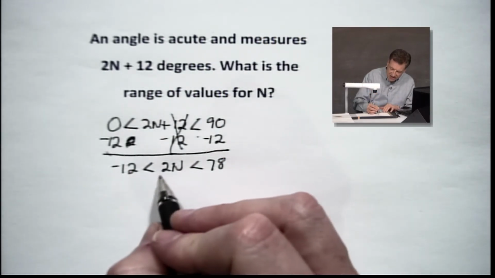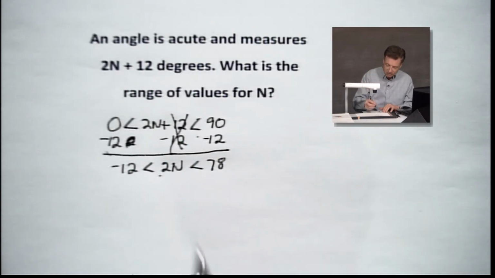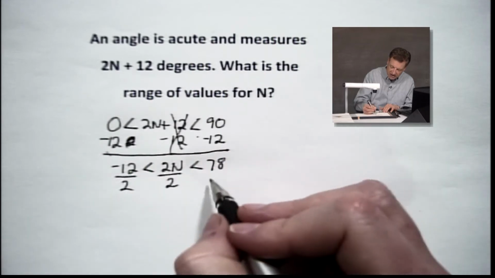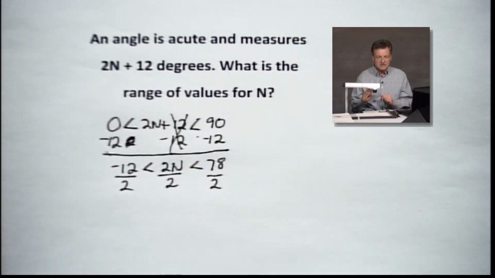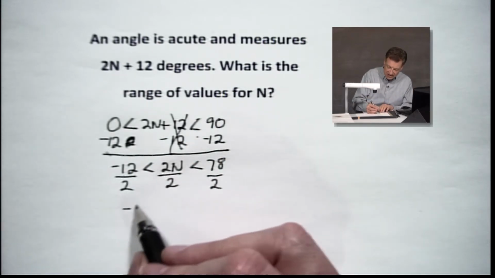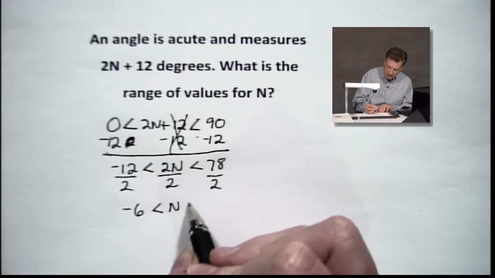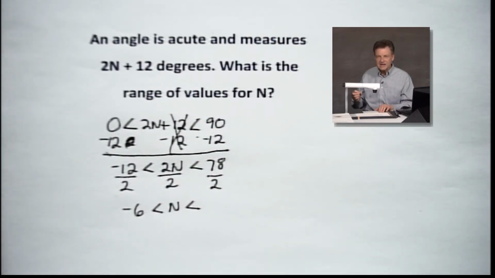We're going to now get the n by itself right in the middle. We're going to divide by 2. Let's divide by 2 and divide by 2 there. Everybody gets a divide by 2 moment. And what happens? Well, we get negative 6 less than n less than, oh goodness, we can divide 78 by 2, everybody out there? Have half of it.